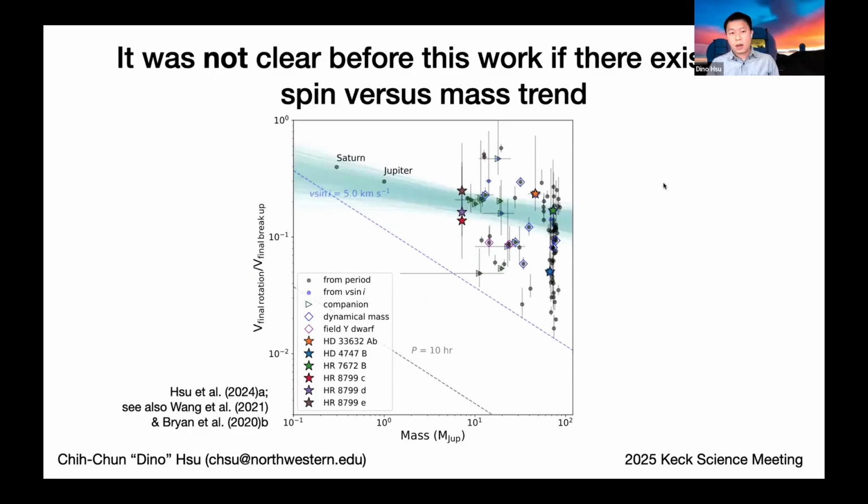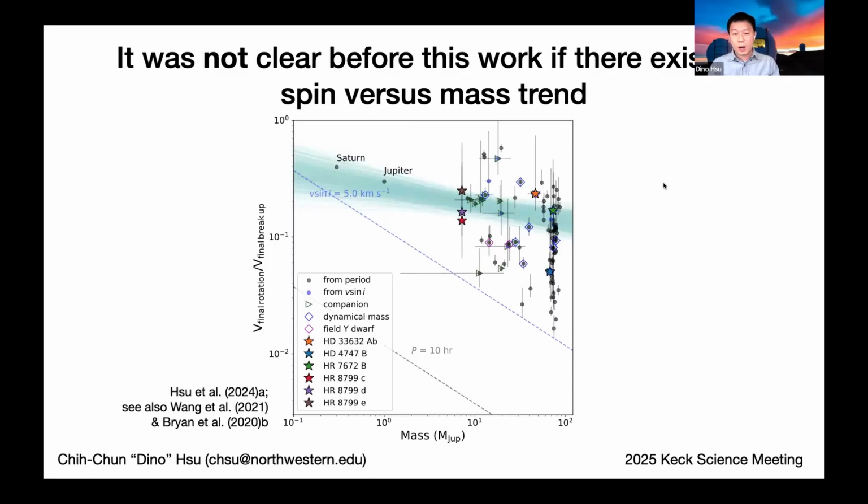What about the mass? This is actually not so clear. Before this work, we had a paper last year that tried to look at the trend using a few literature measurements as well as a bunch of KPIC publications. So this is a normalized spin as a fraction of breakup speed at a given age. This is at 5 years.